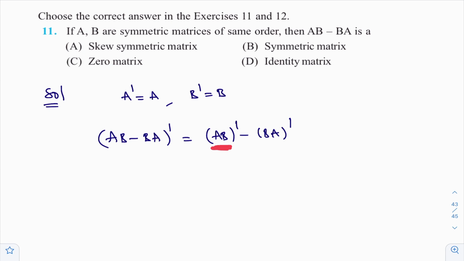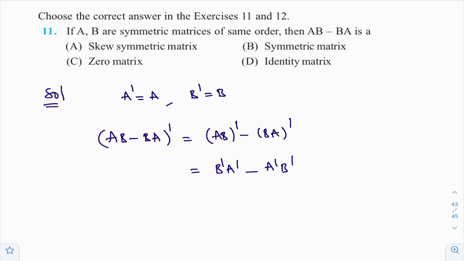Now you see AB whole dash. You know this property: AB whole dash equal to B dash into A dash. So here this can be written as B dash into A dash. Now look here, BA whole dash. What is BA whole dash? BA whole dash is A dash into B dash.